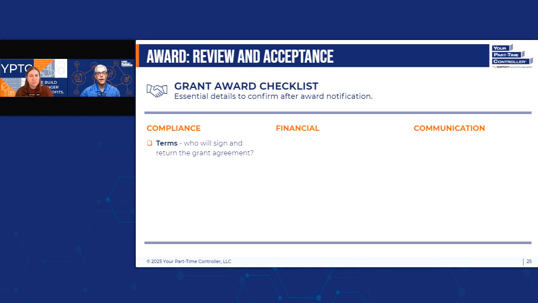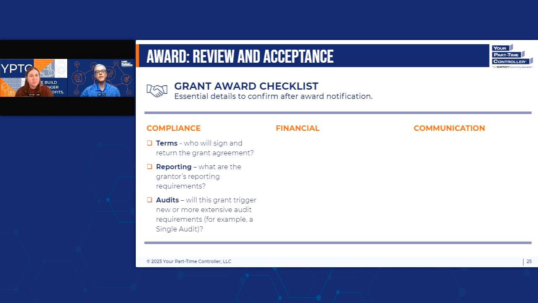You would be surprised how often we've seen this, and it usually happens during transitions. Next is the reporting. Be aware of the grantor's reporting expectations, including frequency and the type of data needed. Some grants require detailed monthly or quarterly reports, which can be a significant administrative burden. Lastly, audits, everybody's least favorite. Accepting a grant may trigger new or more extensive audit requirements. For example, federal award expenditures over a certain threshold in a single year often require a special single audit.